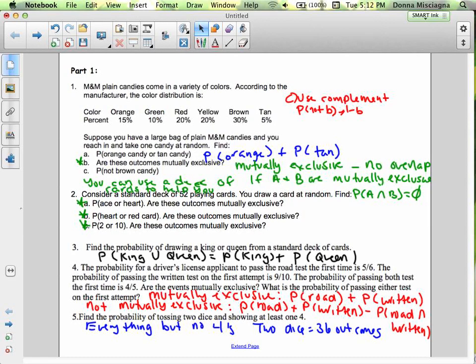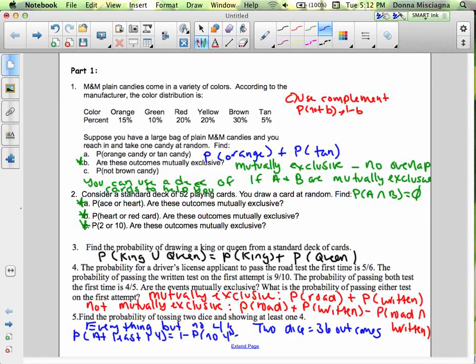You can do, so that's everything but no 4s. So the probability of at least 1 4 would be 1 minus the probability of no 4s. Or you can just count up how many of them have at least 1 4, and just remember 2 dice is 36 outcomes. So that little chart, since it's all labeled out for you and you can see all the outcomes that have at least 1 4, you could also use that.